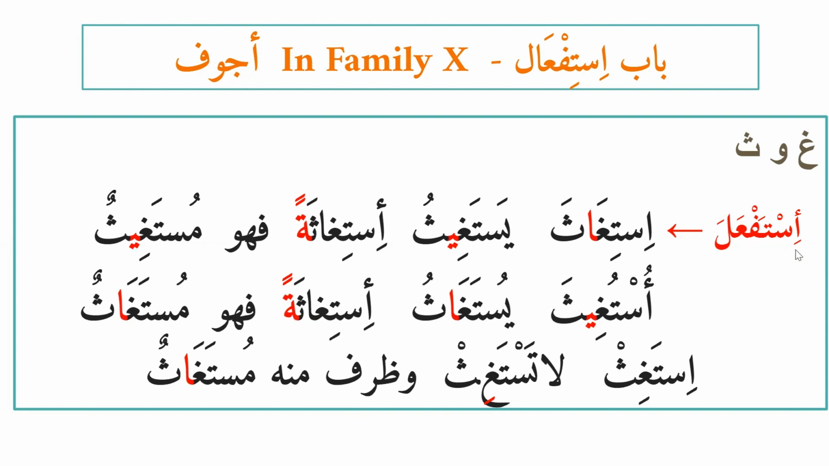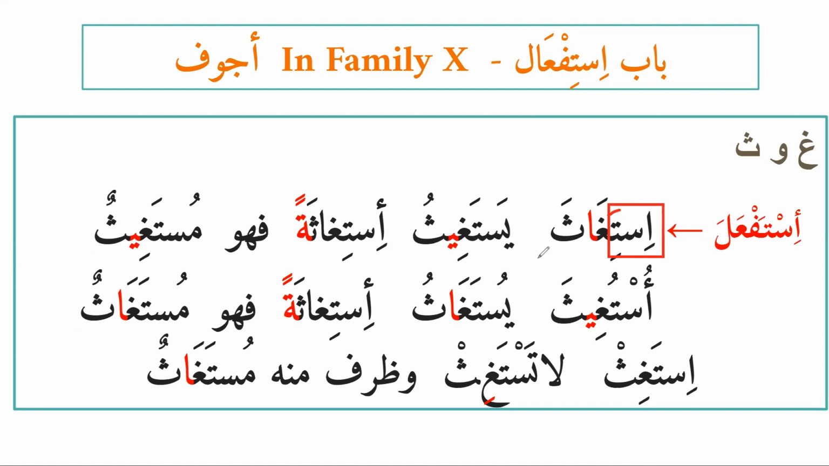Okay, so the keyword we take for bab istif'al in ajwaf irregularity is ghawasa. When you put it in family 10, this alif, sin and ta, these are coming from the family. So the pattern for past tense is istaf'ala yastaf'ilu. Here it is misprinting. It is istaf'ala, istaghasa.